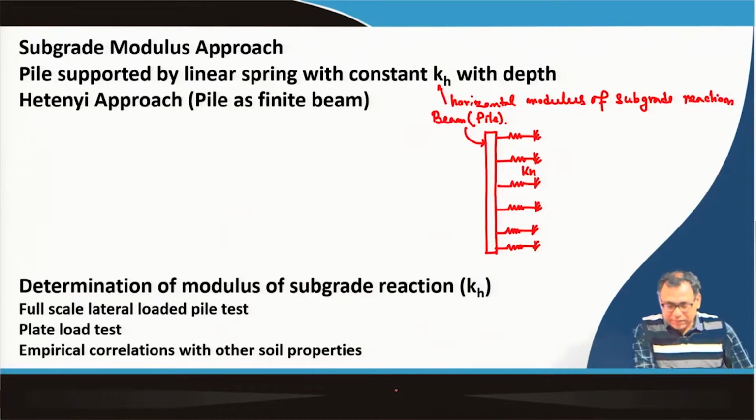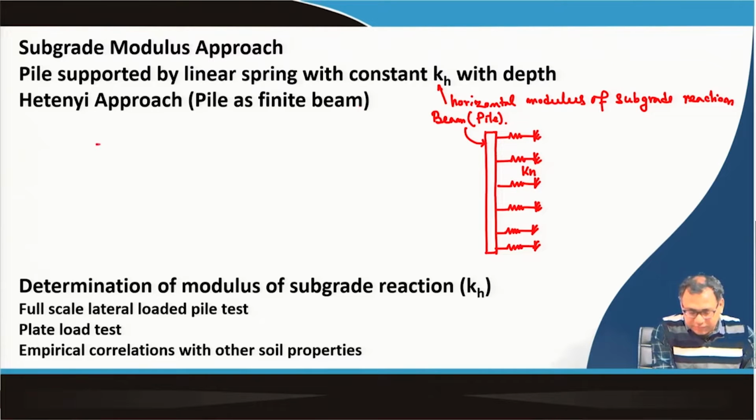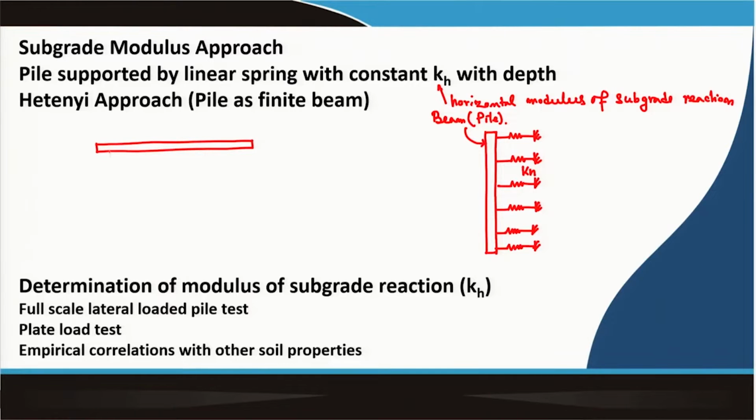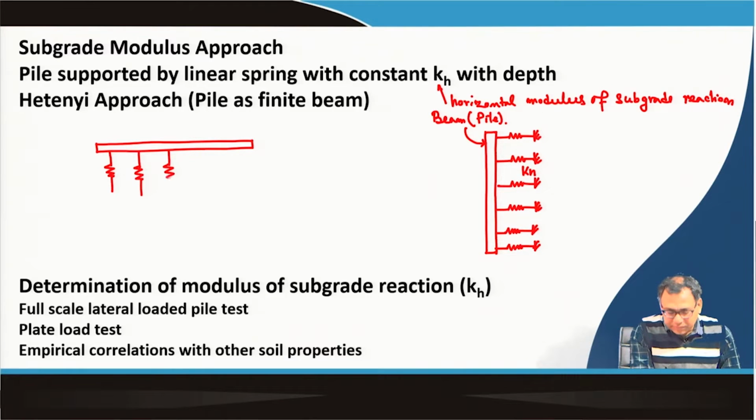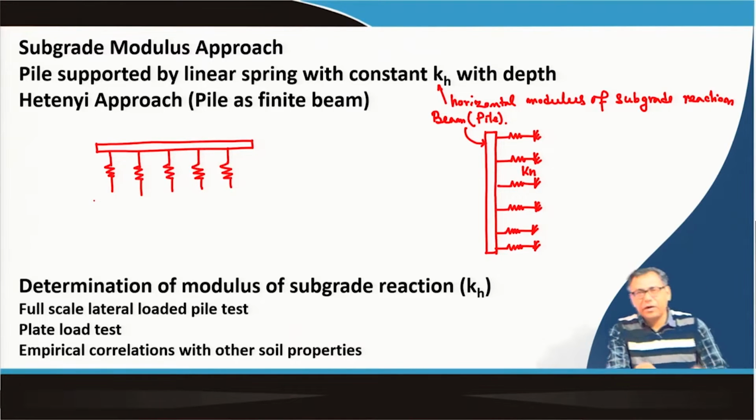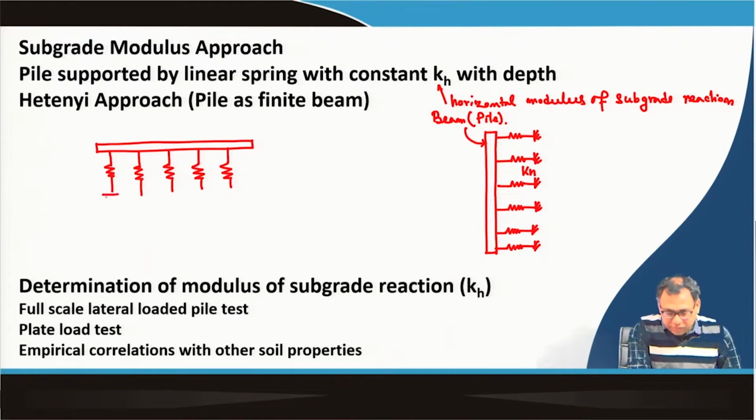Here the first concept is the pile as a finite beam. When I discussed the finite beam solution procedure for shallow foundation, I considered a beam of finite length resting on vertical springs. If I rotate this total system of beam with springs, it represents piles connected with horizontal springs.